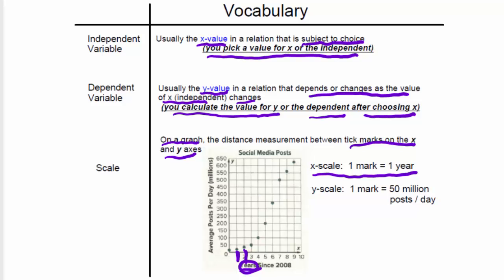The y-scale is the difference or the changes between each of these horizontal marks, or tick marks, whatever they want to call them, and you'll notice that it's going by 50s, and it is in millions, so 1 mark is equal to 50 million posts per day.